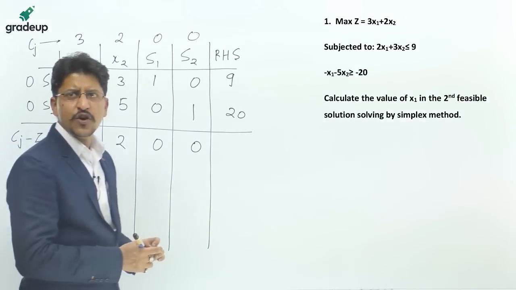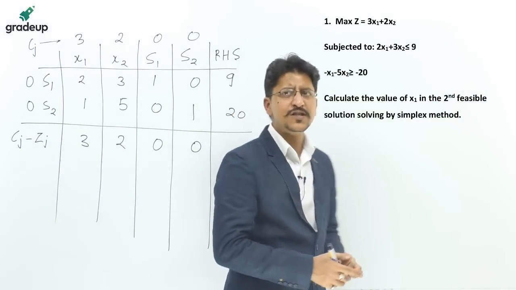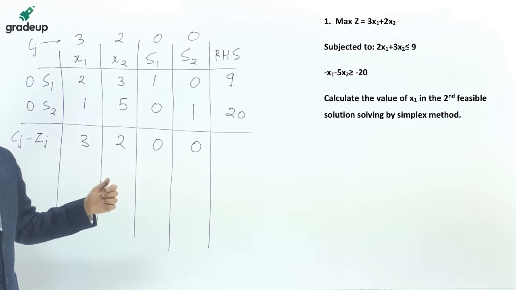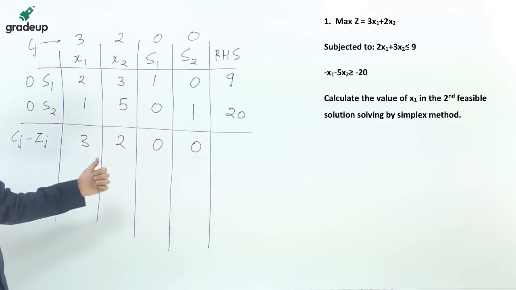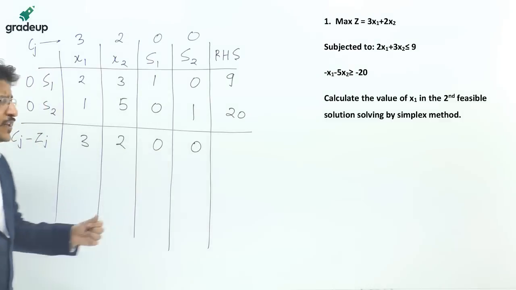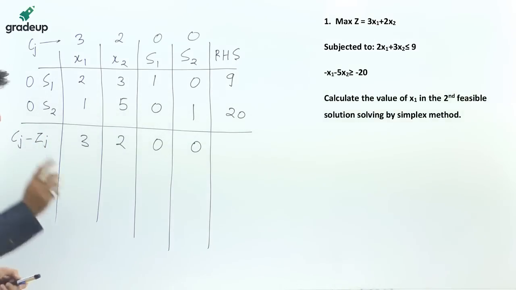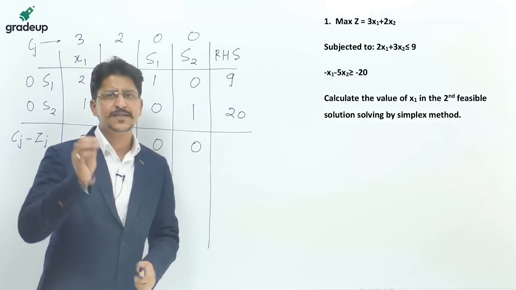Yes, Zj is 0. Ritesh Raj, you are absolutely right, but this is only for the first iteration, not for every other iteration. In the first iteration, the Zj value is 0 because the coefficients of the basic variables in this case are 0. Yes, in the first iteration, absolutely right, Ritesh. Your concept is absolutely great.